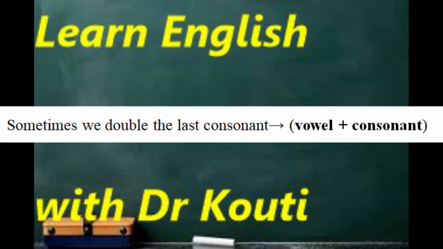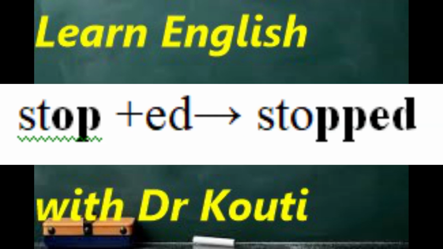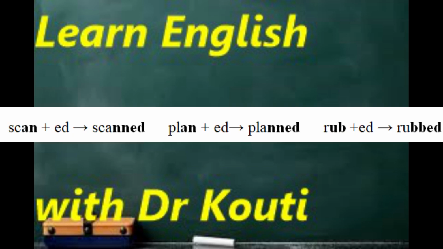Sometimes we double the last consonant. It means when the verb ends with a vowel plus consonant. For example, stop. Here in stop you have o-p. So when we add ed to mark the past simple, we're going to double the p. Stop, stopped, double p. Scan, scanned, double n. Plan, planned, double n. Rap, rapped, double p. Great.